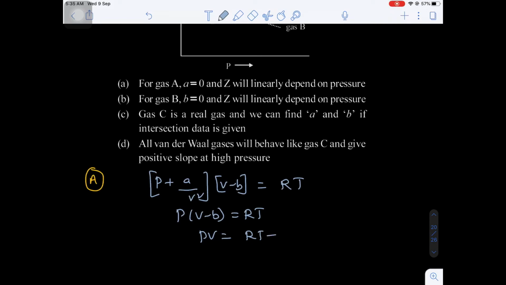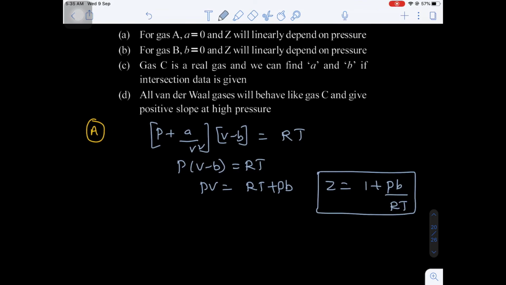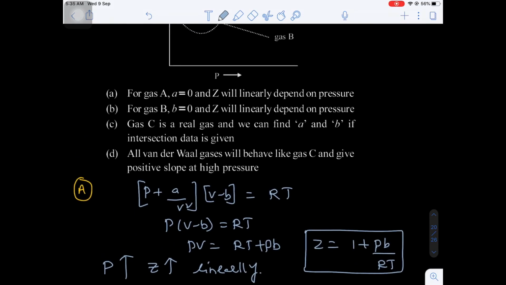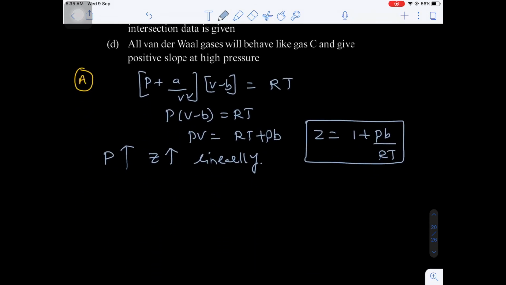So PV is equal to RT plus PB. By dividing RT on both sides, we write PV by RT, that is Z, is equal to 1 plus PB by RT. Now this is in the form of y is equal to mx plus c, a straight line. As the pressure increases, the Z value increases linearly. Yes or no? Yes. That means option A is correct, but the question asks for the incorrect statement, the wrong statement. Option A is correct.